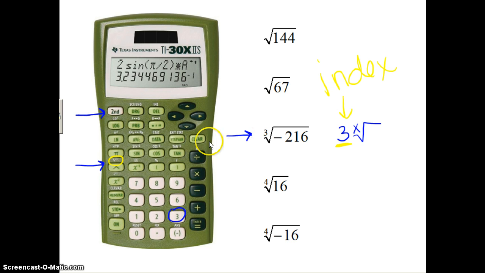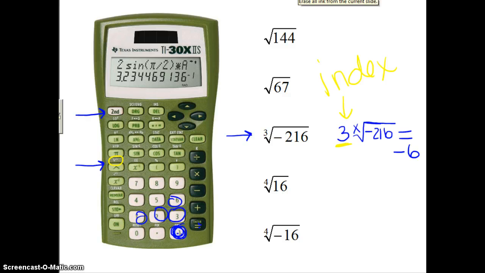Okay, now I want negative 216. So I have to type in the negative sign first, and then 216. And there's no parenthesis here, so I can just press enter when I'm done. And I should get negative 6. And that's right, because negative 6 times negative 6 times another negative 6 would give us negative 216.